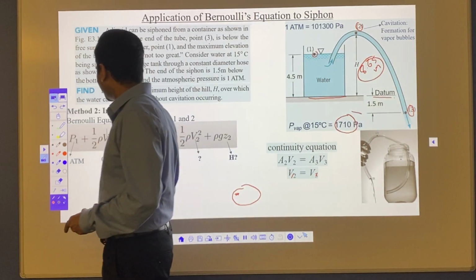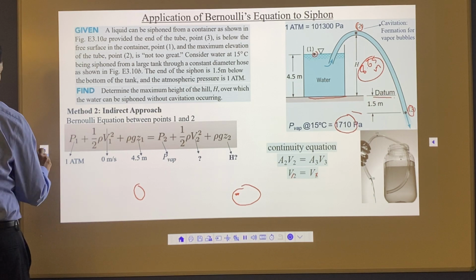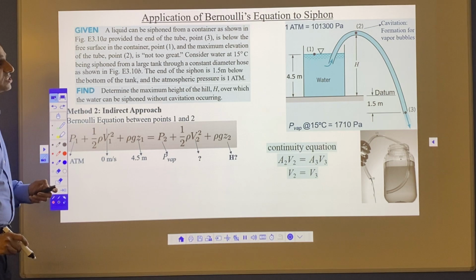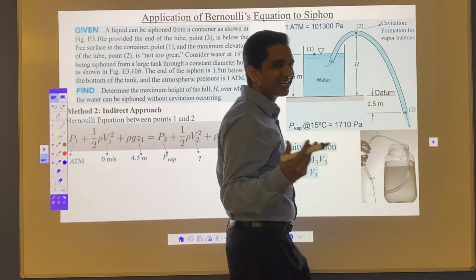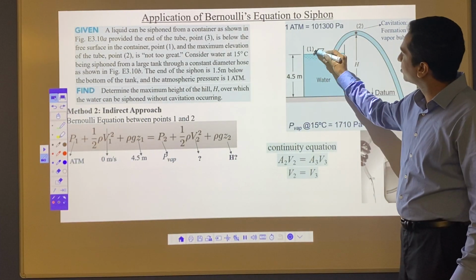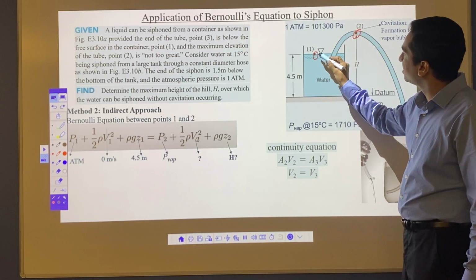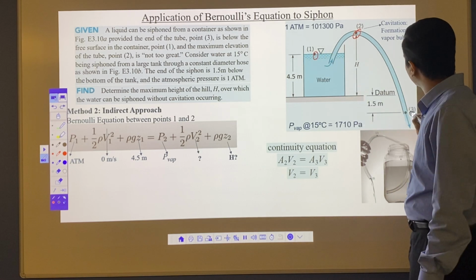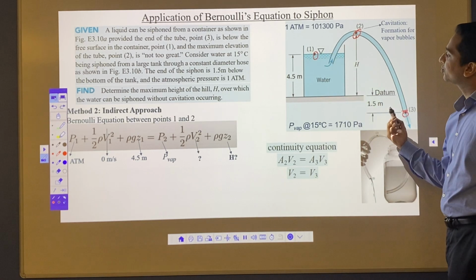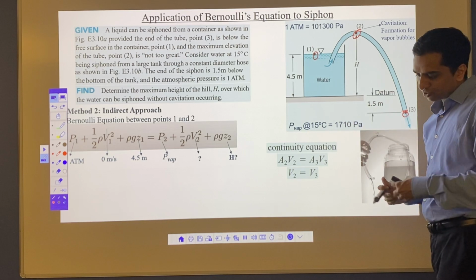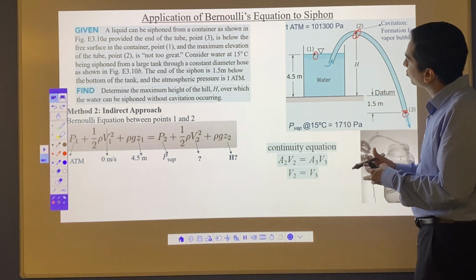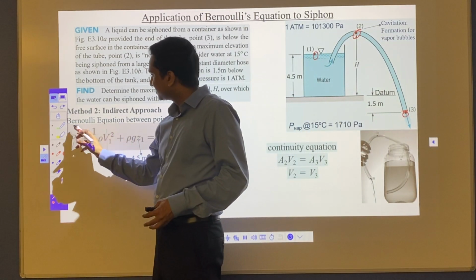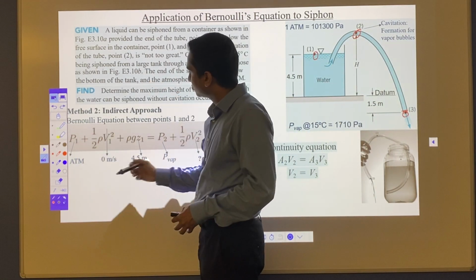Now there is another approach that we can use here, something that they did in a book. You can start with an equation between point 1 and point 2 first, and then you will get an equation with 2 unknowns. Then you can write another equation between point 1 and point 3, and then you can solve these equations simultaneously, and you should be able to get the height. So that's another approach. The second approach says to apply Bernoulli's equation between point 1 and point 2.